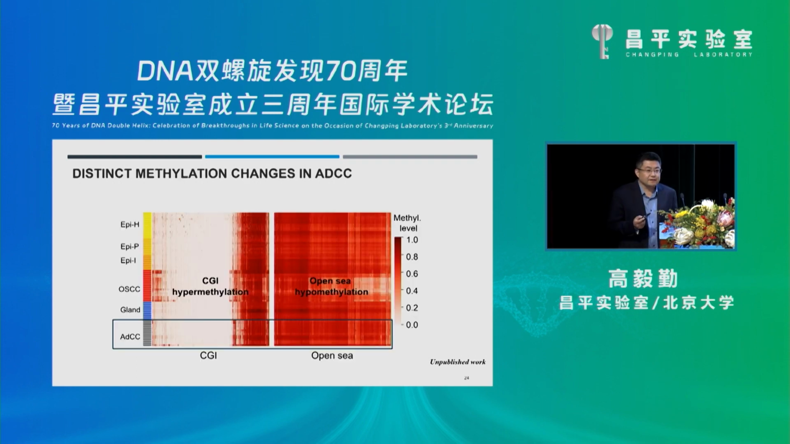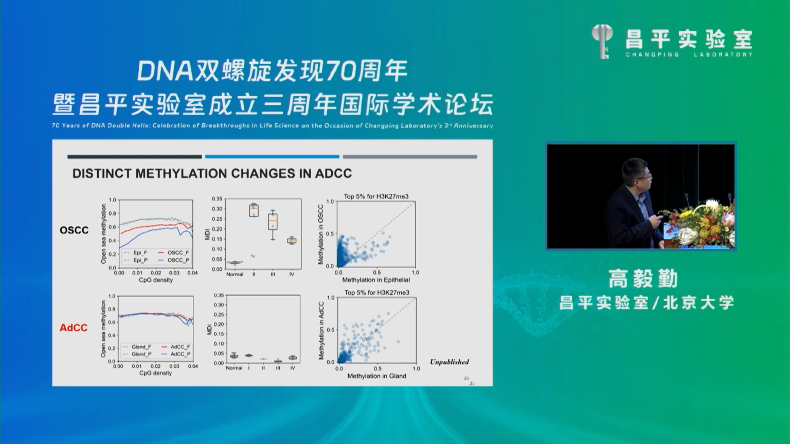So if everything ends up here, then I will feel very happy. There seems to be correspondence between methylation and structure. But it seems biology always gives us surprises. There's this ADCC we talked about. If you look at its methylation, it does not show strong hypermethylation and does not show hypomethylation. In fact, if you compare OSCC and ADCC, you will see its methylation level does not change in cancer.